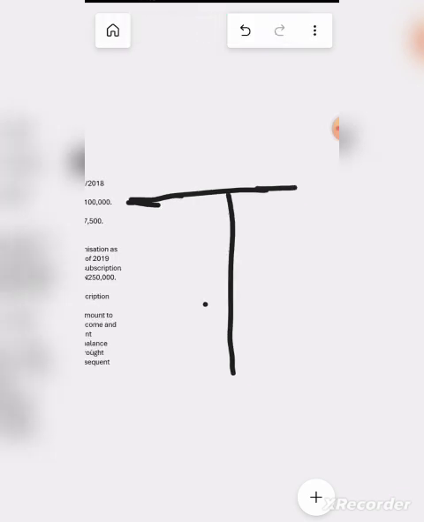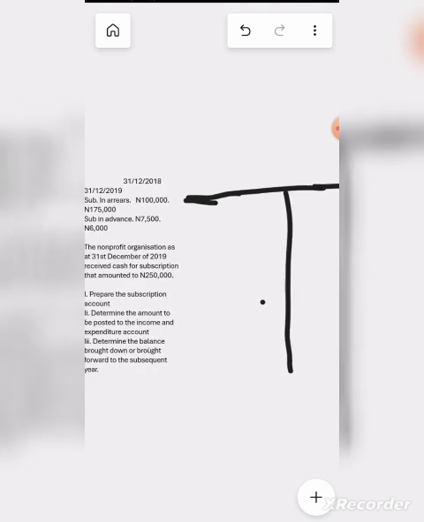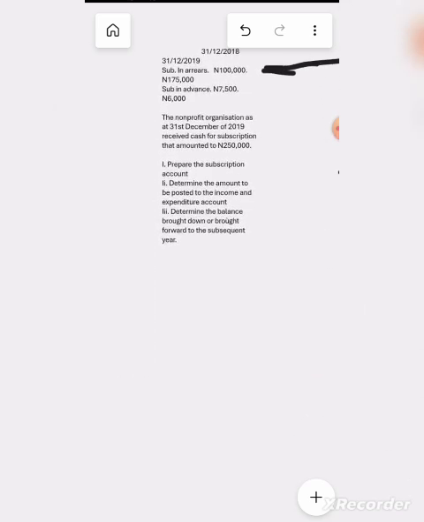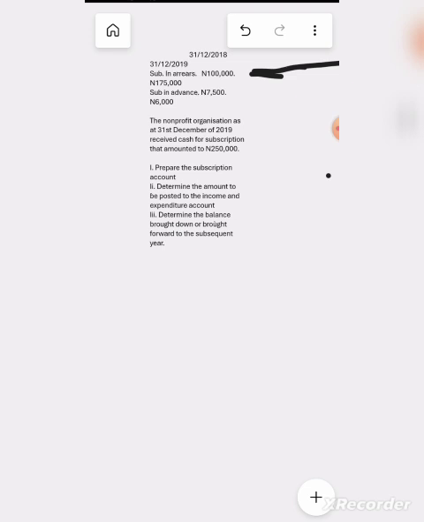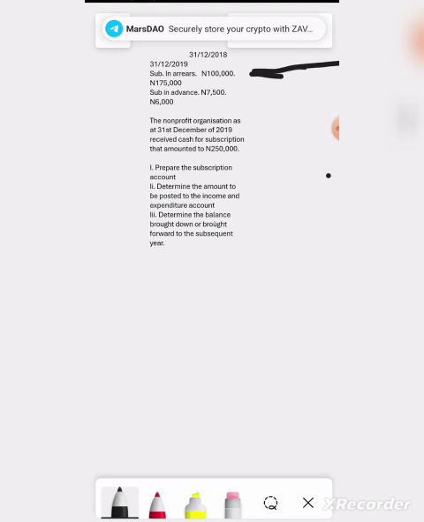Let me adjust that so I should be able to see the question. Okay, all right, so let us move on. Let me shift this here, let me transfer it up. Let me go back and redraw that table. All right, so let's have it here.